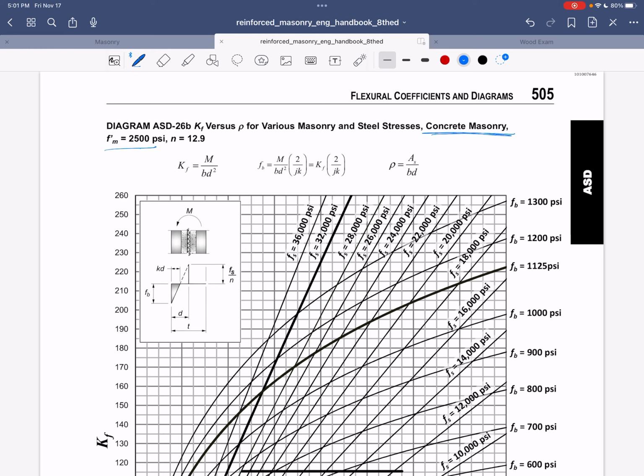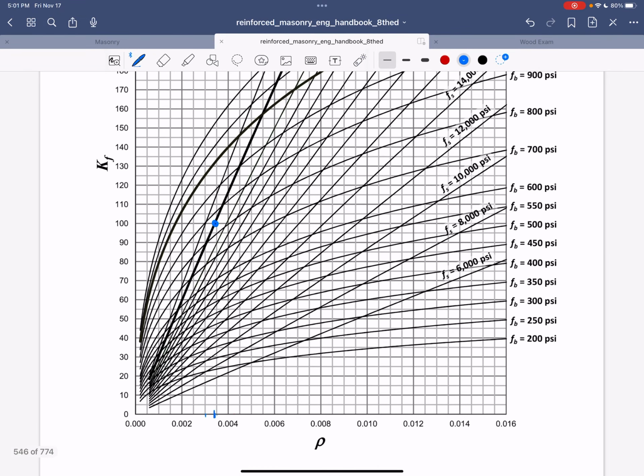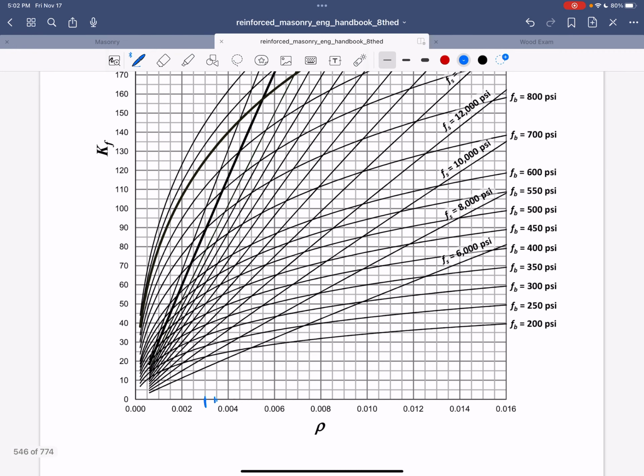You got to watch this. It's easy to grab the clay one accidentally, and you want to make sure your strength's the right one. So my rho value was 0.0034. So here's 0.00335. So it's just slightly inside of here. If I carry that up to the first one, looks like I get pretty close to 100. It's maybe 102 or something like that.